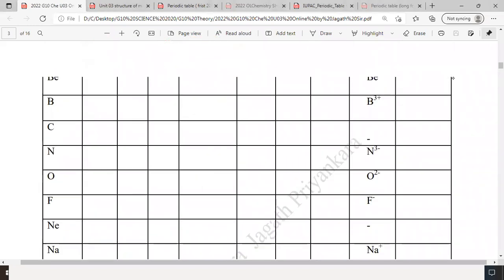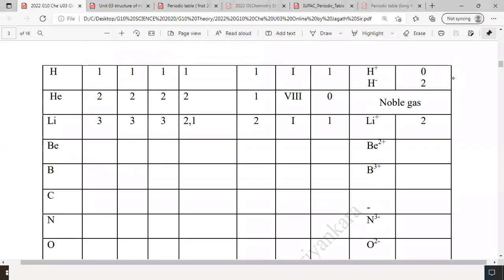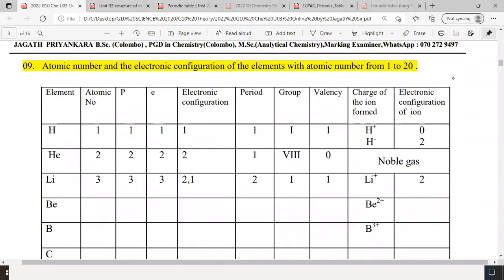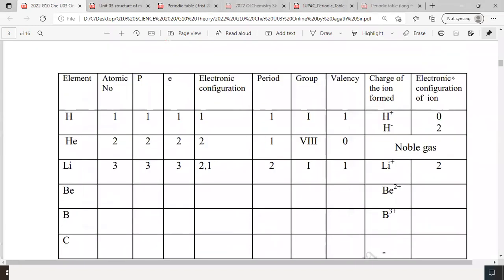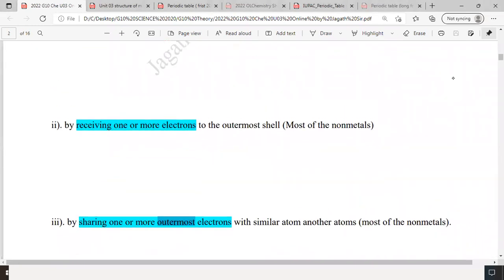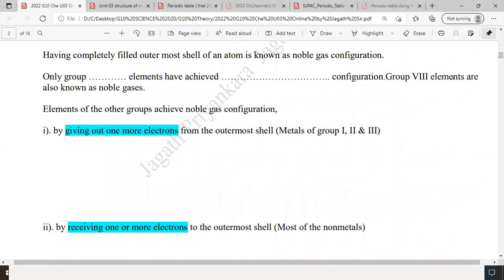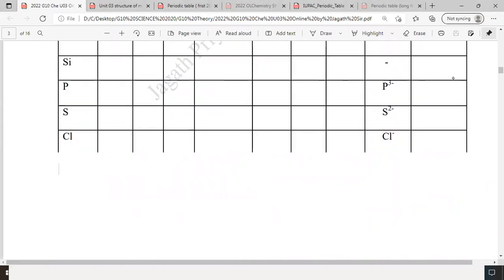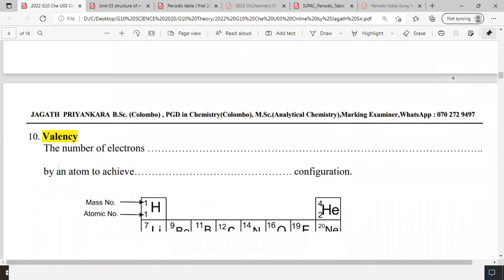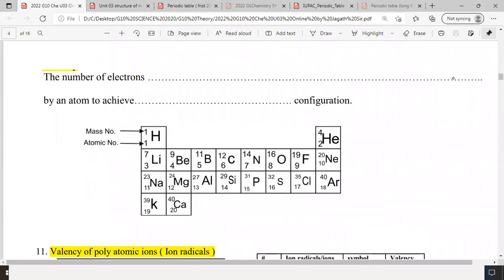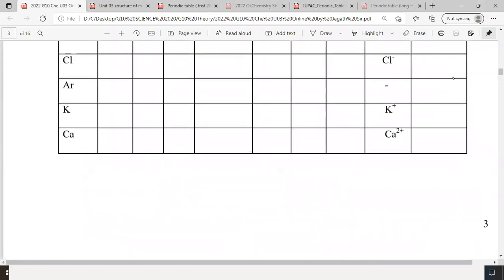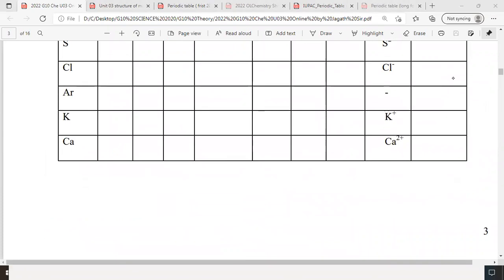Then next, we can construct the periodic table based on this. What is the importance of electronic configuration? Don't worry about this part, I will complete the formation of ions after that. Now we can construct the periodic table based on the electronic configuration. Okay, look at the screen, everyone.